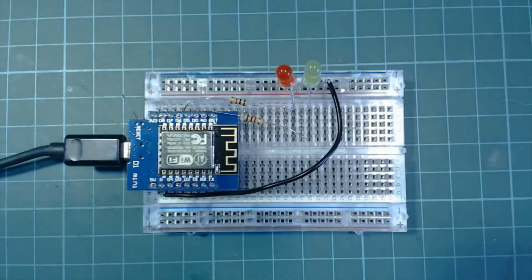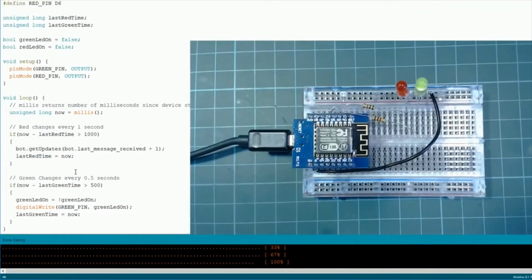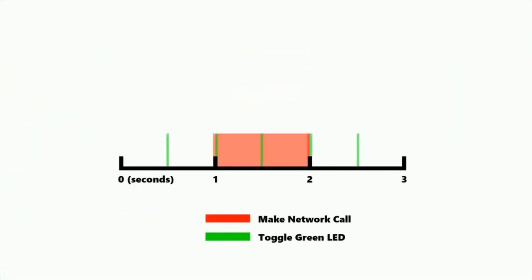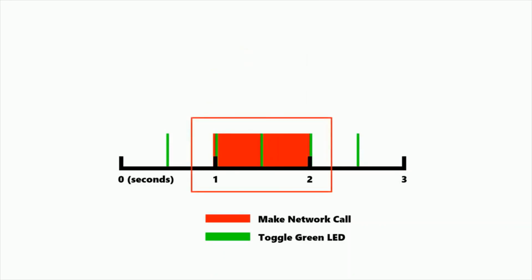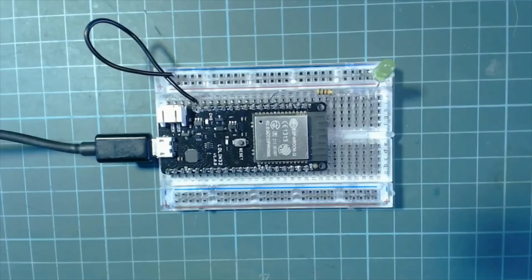If we upload the same sketch to the ESP8266, it works as expected. But now if we change the sketch, so instead of blinking the red LED we make a network call instead, the green LED does not work properly at all anymore. This is because of how long network calls take, especially secure ones. So as you can see, the device is still in the middle of the network call task when it should be toggling the LED. If we upload the same sketch to the ESP32 we see the same behavior, but unlike the other Arduinos we can do something about it.